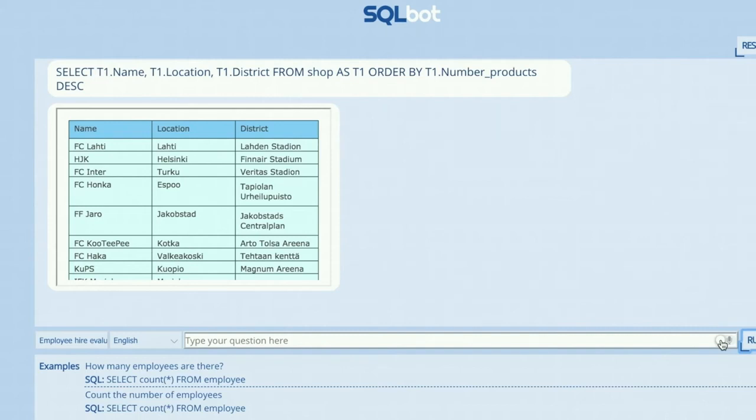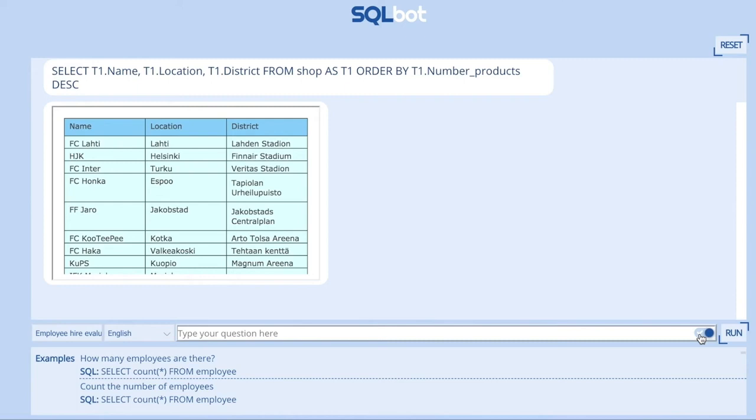Now let's find all the employees employed by shops. This requires a 3-table join query among the shop, employee, and hiring tables. Show all store IDs and the names and ages of their employees.